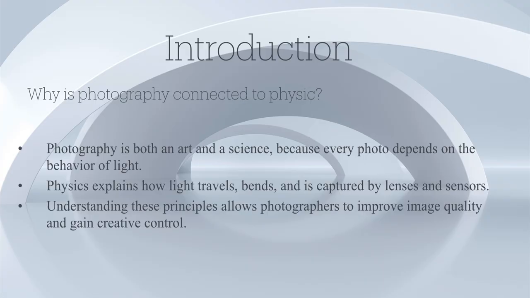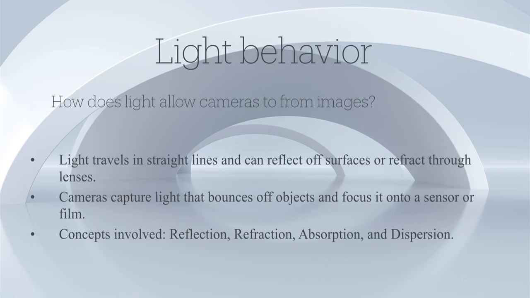Introduction. Why is photography connected to physics? Photography is both an art and a science because every photo depends on the behavior of light. Physics explains how light travels, bends, and is captured by lenses and sensors. Understanding these principles allows photographers to improve image quality and gain creative control.